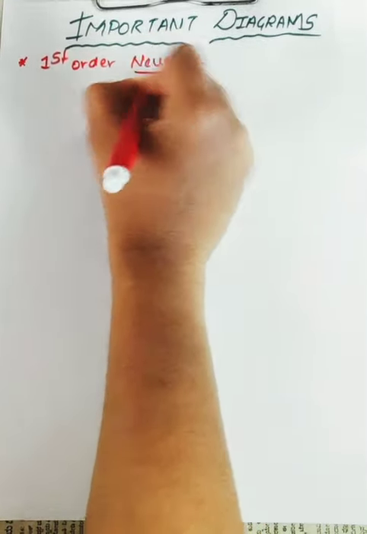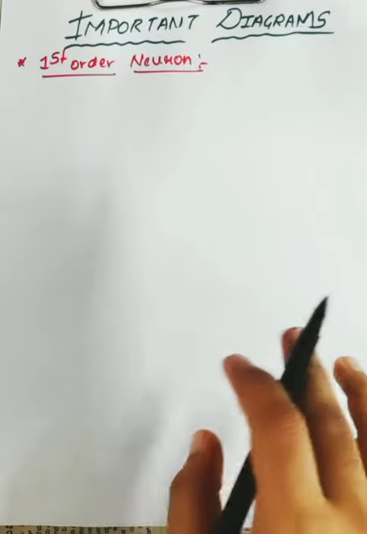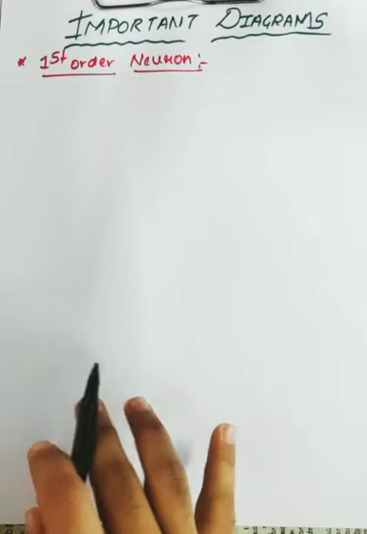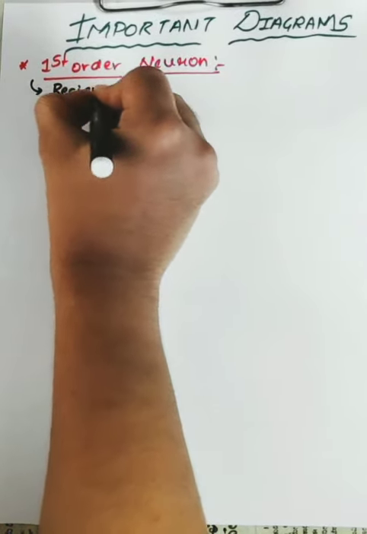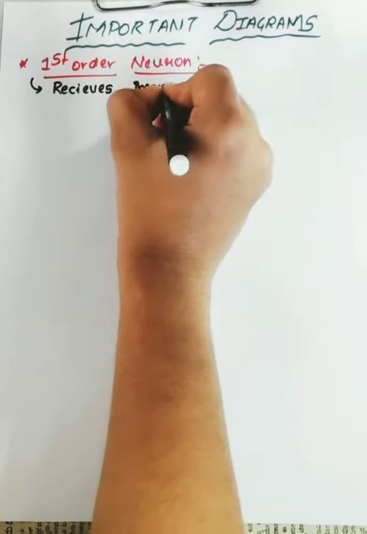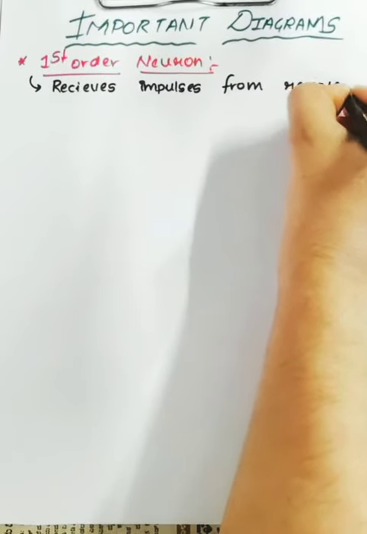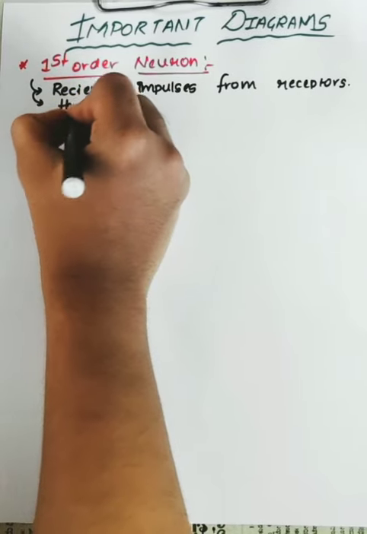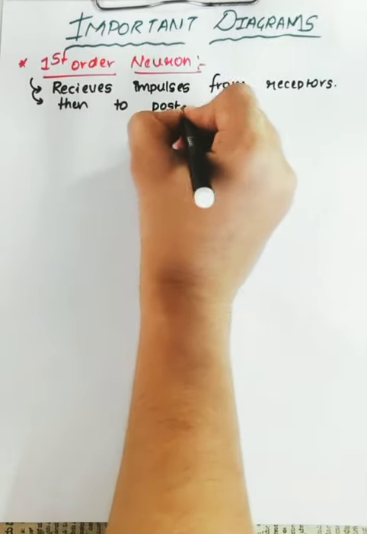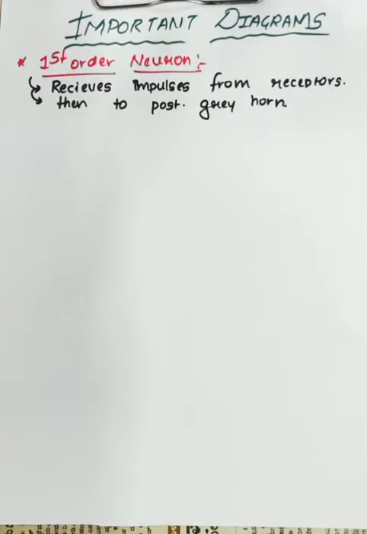First order neurons mainly receive impulses from the receptors, then pass them to the posterior gray horn. They receive impulses from receptors and then give them to the posterior gray horn. This was about the first order neuron.